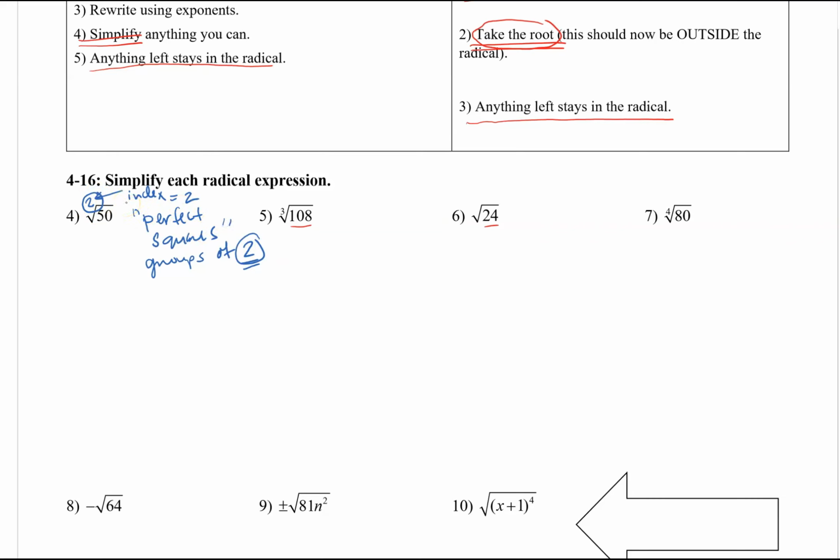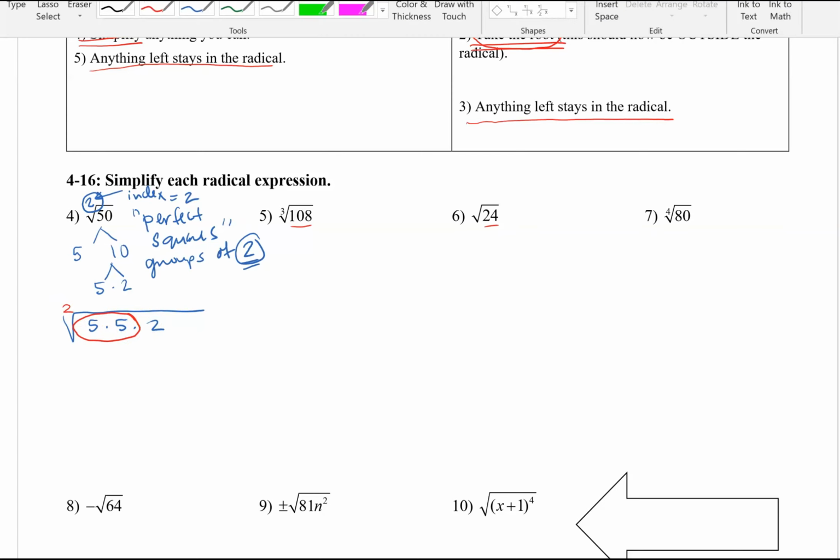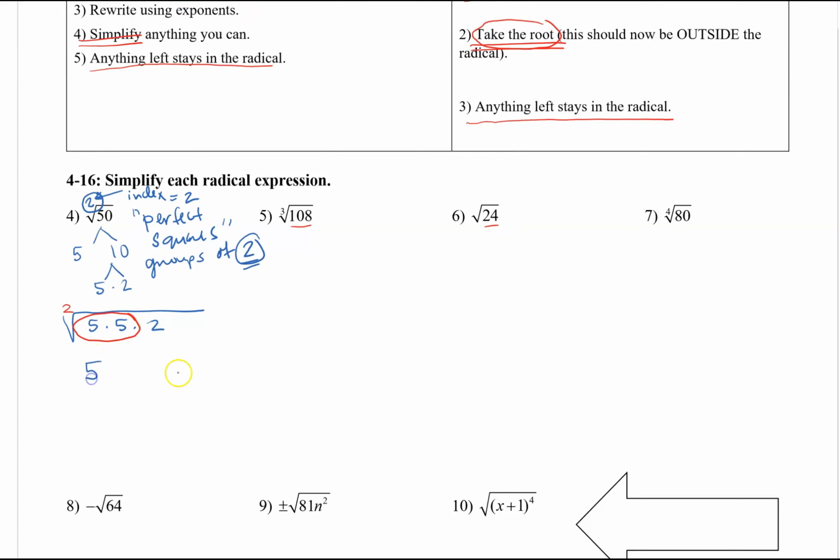So with 50, I think of 50 as maybe 5 and 10, and then 10 I can break into 5 and 2. So when I'm thinking of 50, it's really 5 times 5 times 2. I have a group of 2, which means that's a perfect square. I have a perfect square of 5. Therefore, I can square root that and bring a 5 outside of the radical.